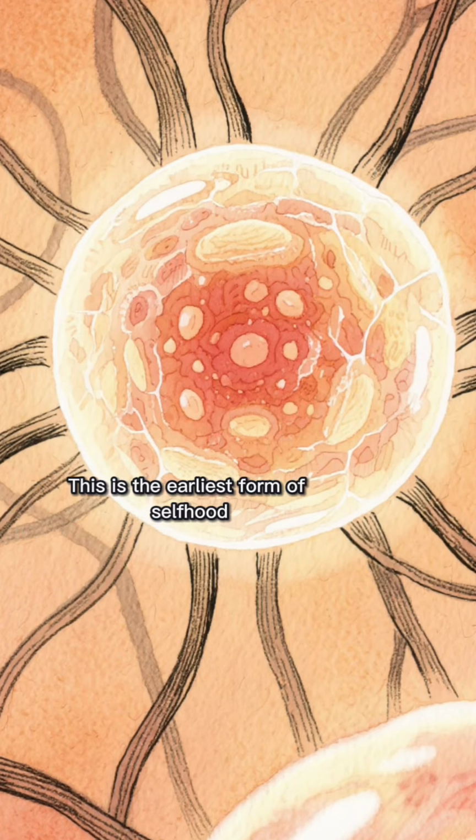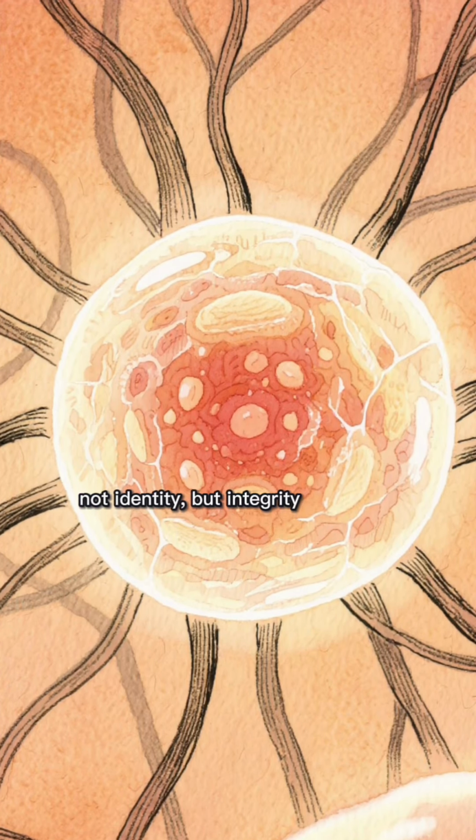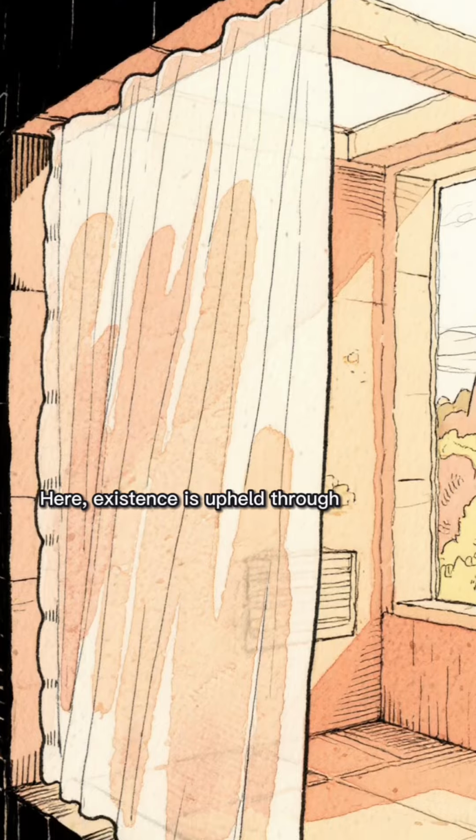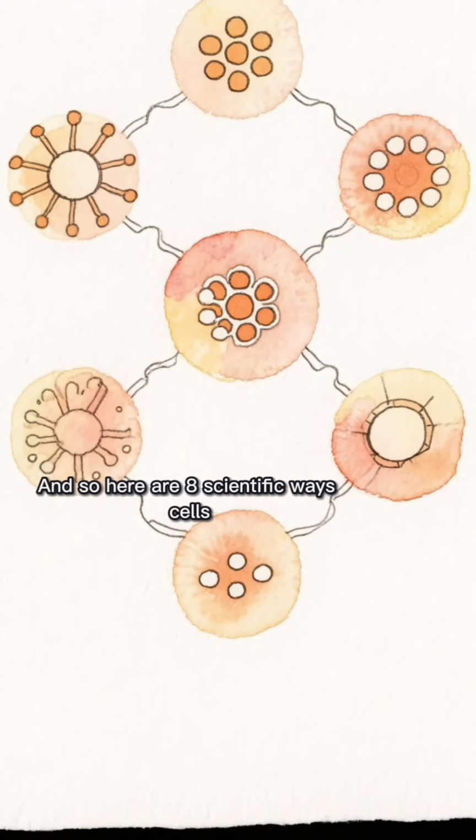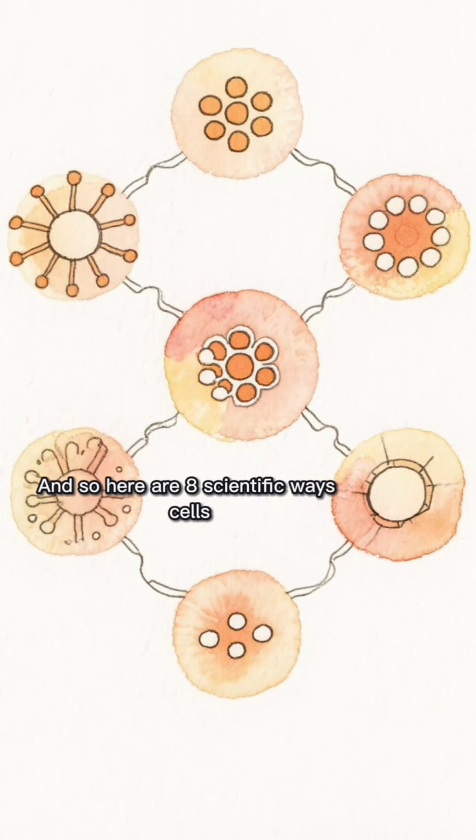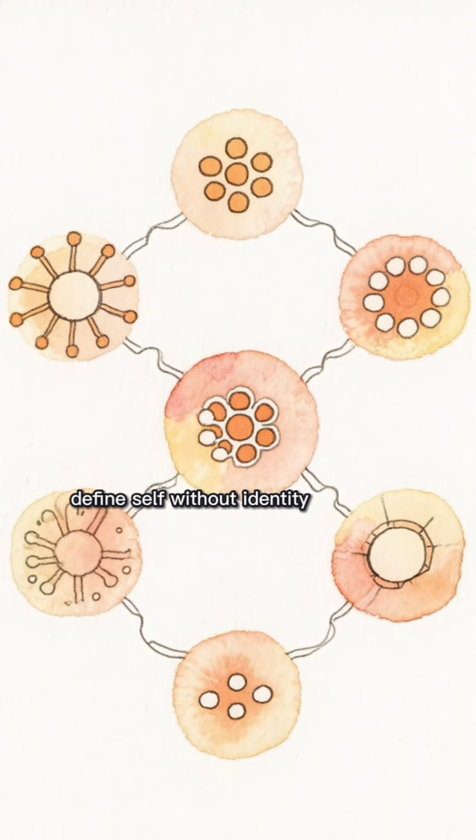This is the earliest form of selfhood, not identity, but integrity. Here, existence is upheld through boundaries that work. And so, here are 8 scientific ways cells define self without identity.